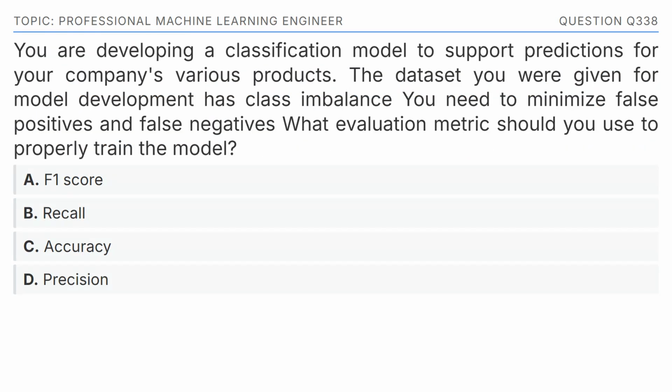You are developing a classification model to support predictions for your company's various products. The dataset you were given for model development has class imbalance. You need to minimize false positives and false negatives. What evaluation metric should you use to properly train the model? The options are, option A, F1 score. Option B, recall. Option C, accuracy. Option D, precision.